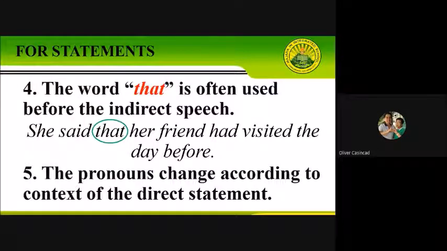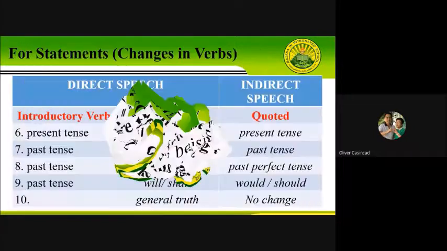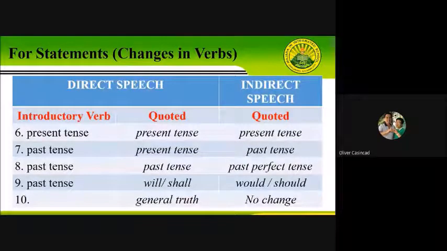Number 5, the pronouns change according to the context of the direct statement. So I already gave you the changes in pronoun. As for rules number 6 to 10, when it comes to changes in verbs, now you have there the table presenting direct speech to indirect speech. Direct speech is further classified into 2 columns. You have there the introductory verb and the quoted verb, whereas in indirect speech, of course, you only have the quoted, because what you're going to change is the verb in the quoted part, not the verb in the introductory part. So whatever the verb of the introductory part is will remain the same.